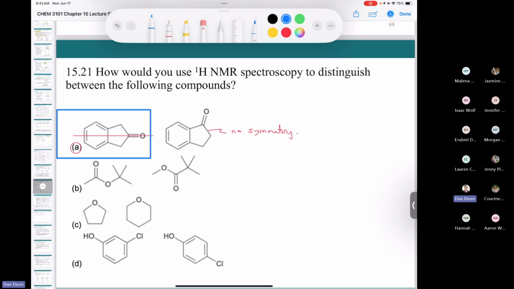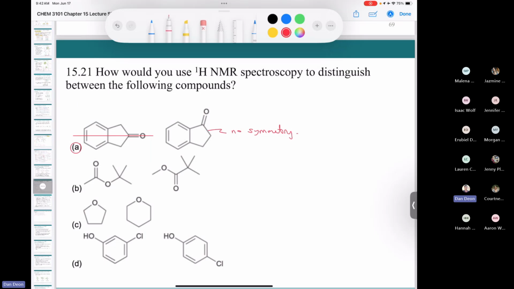Take a second and look at it. Could anybody tell me how many signals you would see? Not whether it's a quartet or doublet or triplet, just how many. Thanks, Isaac. You're absolutely right. So Isaac says for this compound, you only get 3 signals.